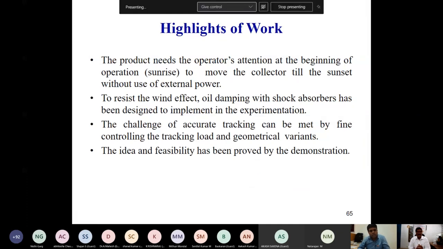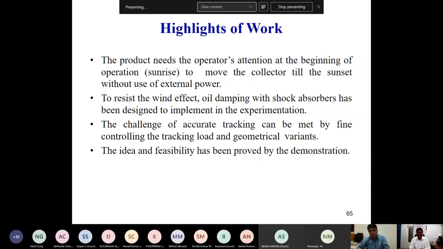So the main highlights of this product: the first one is operator attention. It is required only at the beginning, so continuous monitoring or maintenance is not required for the operation of this product. We faced one problem during this operation. Sometimes if it is windy, you can see small vibrations. At that time we hadn't added damping. Now we included oil damping, hydraulic damping, like suspension. After adding this hydraulic damping, we arrested those vibrations, because in windy periods, vibrations create disturbance to the tracking or collecting system.